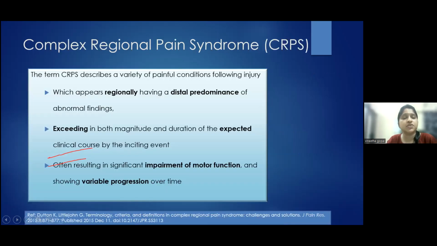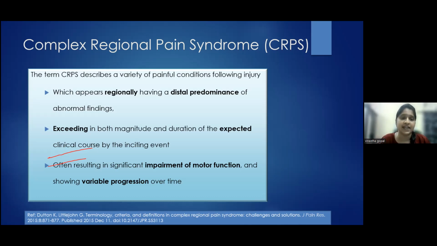Now, coming to a little bit about CRPS, complex regional pain syndrome. If you go by the definition of neuropathic pain, a lesion or disease of the nervous system, is CRPS a neuropathic pain or not? Is it always a neuropathic pain if you go by the definition? No, because in CRPS 1 and 2, only in CRPS 2 is there evidence of a nerve injury, a lesion or disease of the nervous system. If you go strictly according to the definition, CRPS 1 does not come under neuropathic pain.